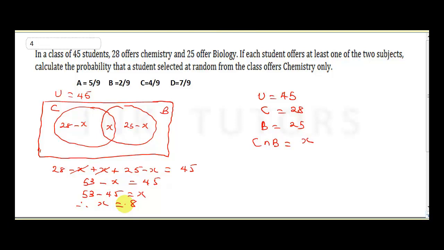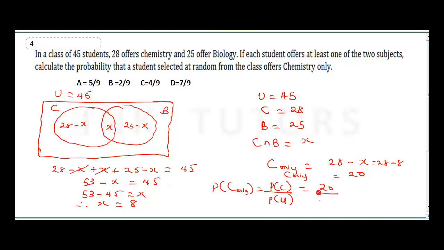Now the question says calculate the probability that a selected student at random from the class offers chemistry only. Okay, so let's get chemistry only. Now remember our chemistry only is 28 minus x. The number of students who offer chemistry only is then obtained. The probability of chemistry only, remember your probability, it will be probability of chemistry all over probability of the total, which is u. So this is going to be 20 over 45.